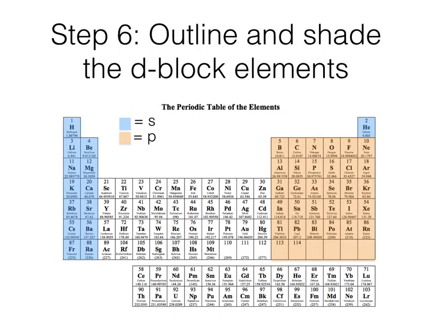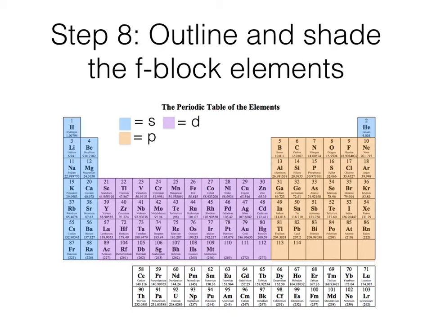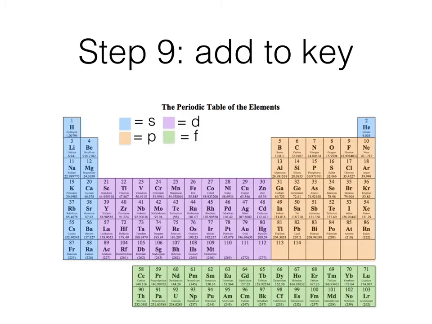Step 6 is to outline and shade the D block elements. These are the D block elements, and we're going to do that lightly. Then you're going to need to make a key. So again, a box, let's say that's the D elements. The last part of the coloring is to outline and shade the F block elements. These are the ones down on the bottom. And then go ahead and add those to your key. So at this point, you should have the entire periodic table colored and a key telling you what each of the different blocks represent.